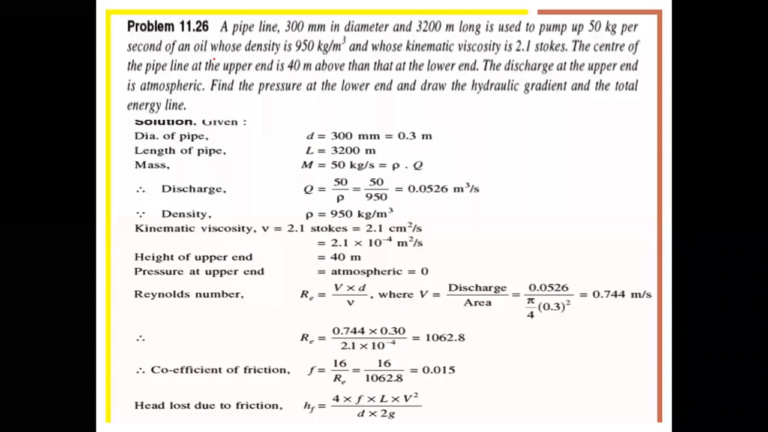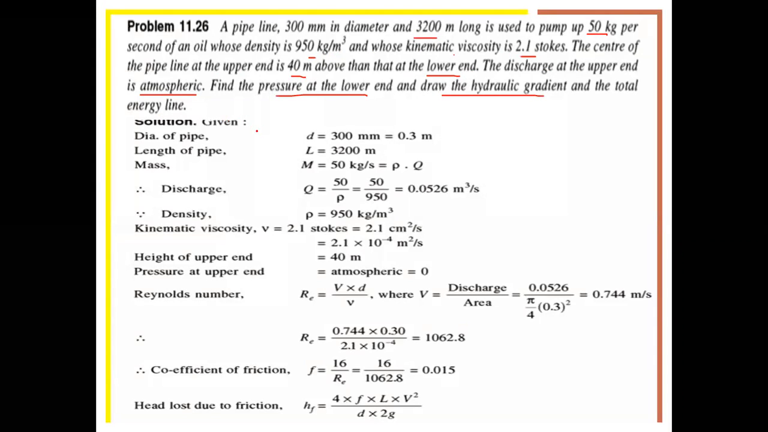Last problem here. A pipeline 300 mm in diameter and 3200 meters long is used to pump 50 kg per second of oil. Density is 950, whose kinematic viscosity is 2.1. The center of the pipeline at the upper end is 40 m above the lower end. The discharge at the upper end is atmospheric, open to the atmosphere. Find the pressure at the lower end and draw the hydraulic gradient and total energy line.